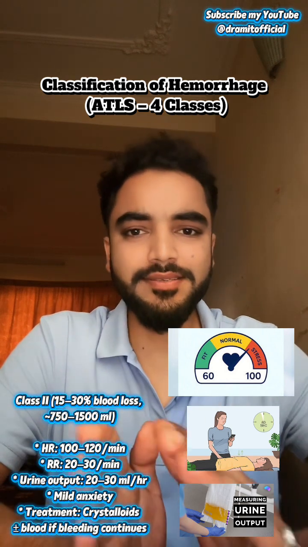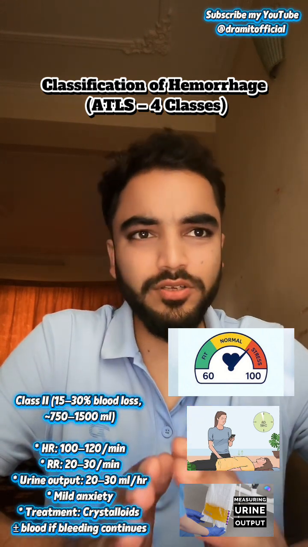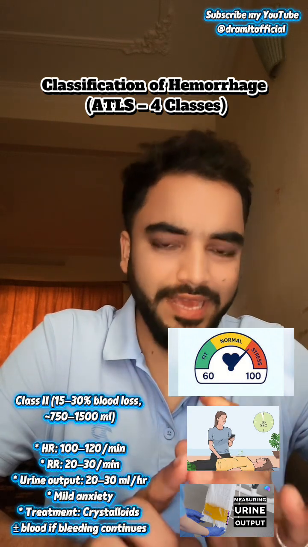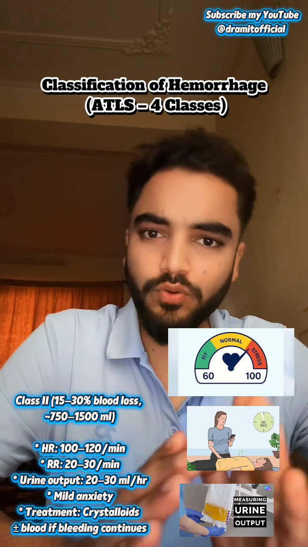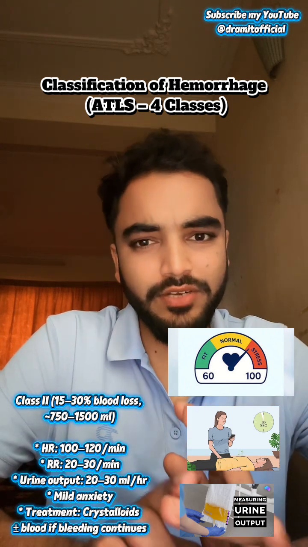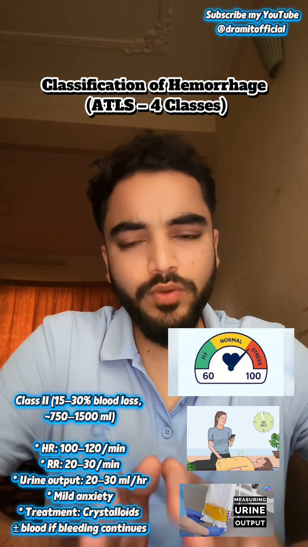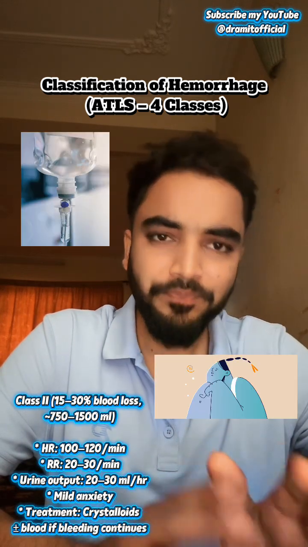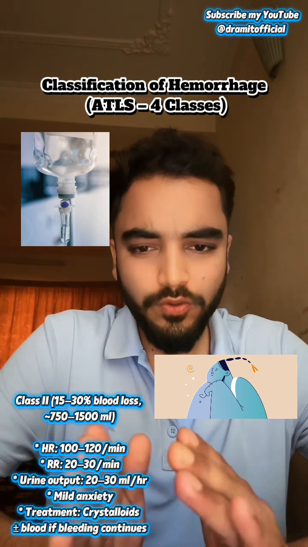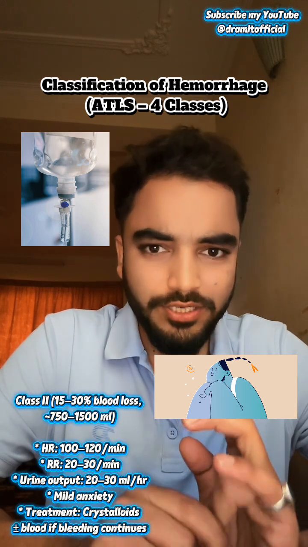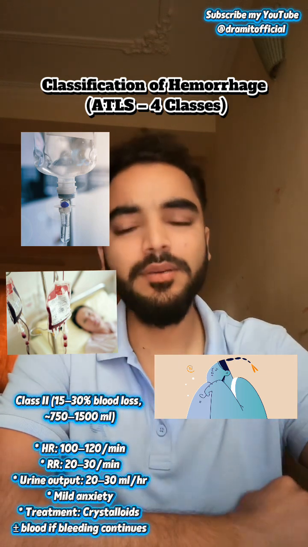Now let's talk about ATLS class 2. In these cases there will be 15 to 30% blood loss. It means that the blood loss will be around 750 to 1500 ml. The patient of this group will have a heart rate between 100 to 120 per minute. The respiratory rate will be around 20 to 30 per minute. The urine output will be around 20 to 30 ml per hour. The patient will have mild anxiety, and in this group the treatment required is crystalloid, plus or minus blood if the bleeding continues.